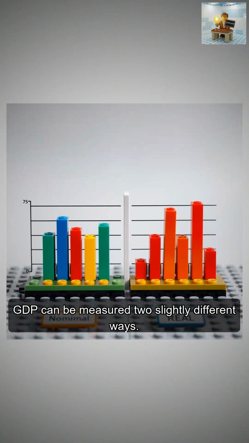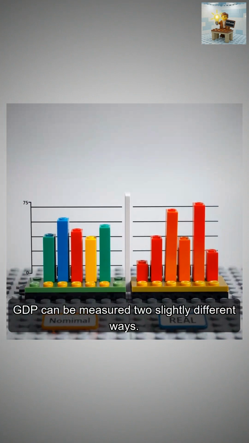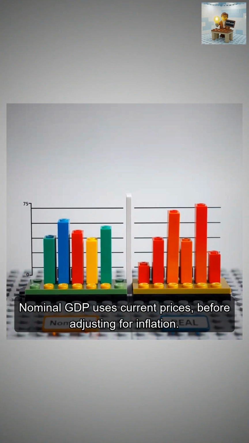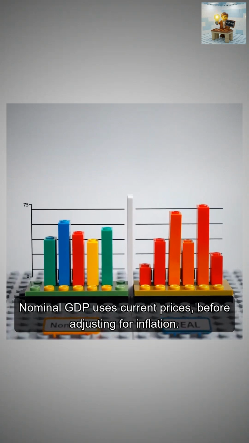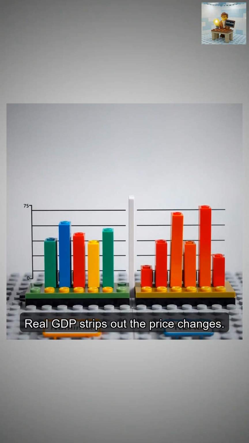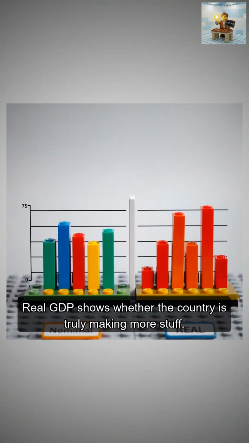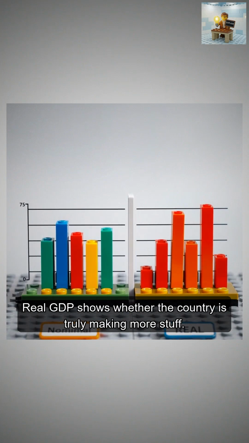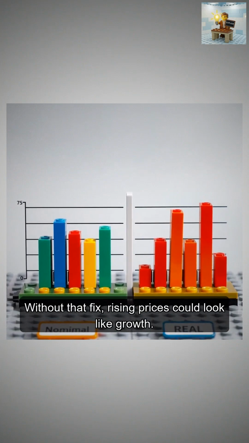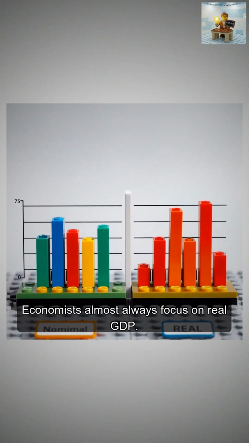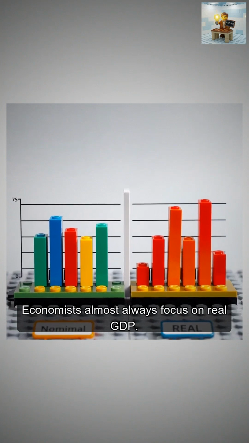GDP can be measured 2 slightly different ways. Nominal GDP uses current prices before adjusting for inflation. Real GDP strips out the price changes. Real GDP shows whether the country is truly making more stuff. Without that fix, rising prices could look like growth. Economists almost always focus on real GDP.